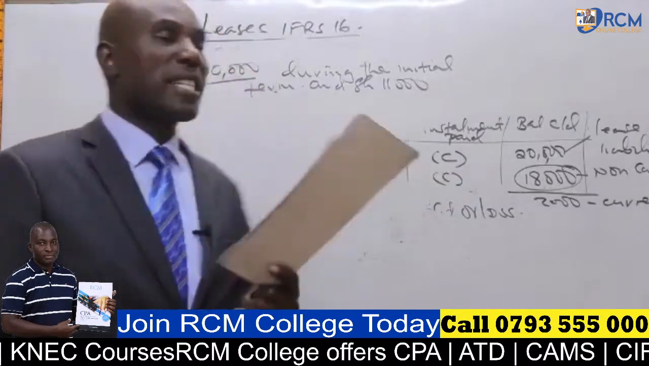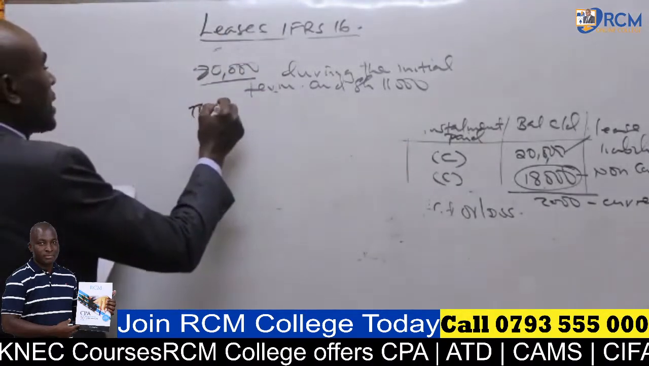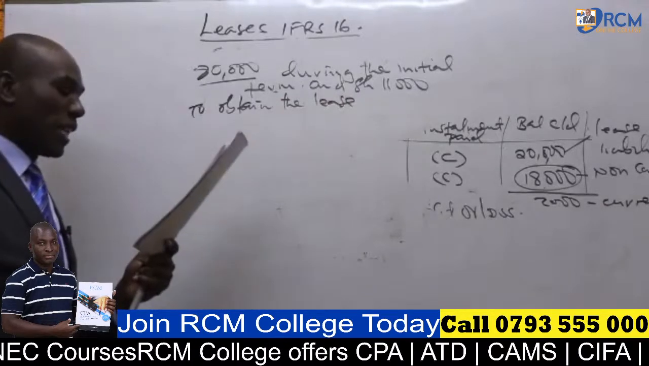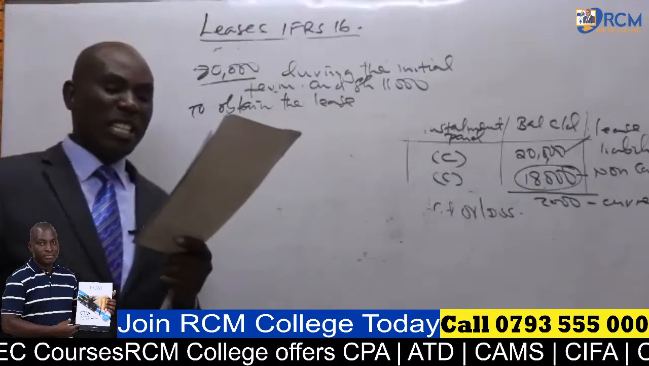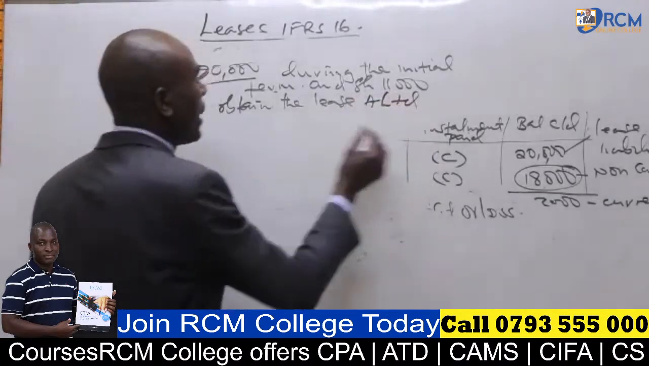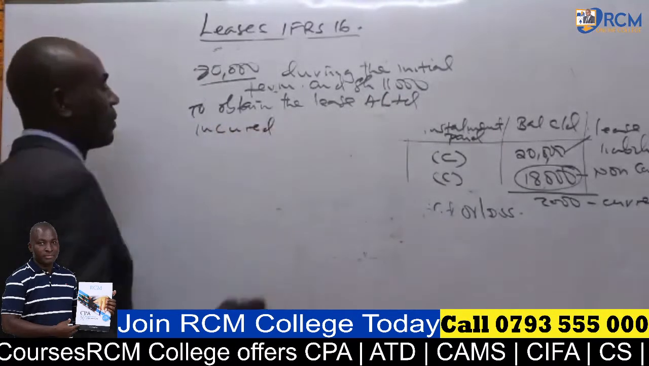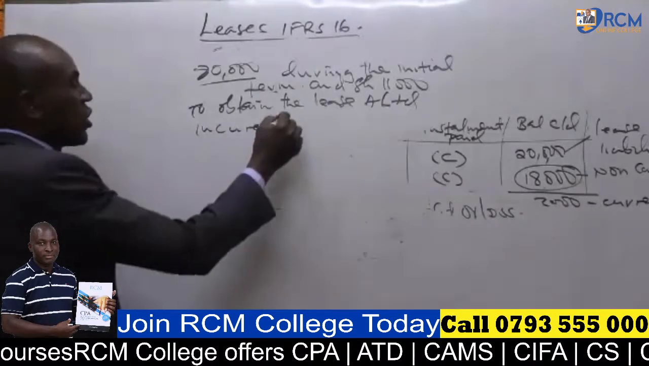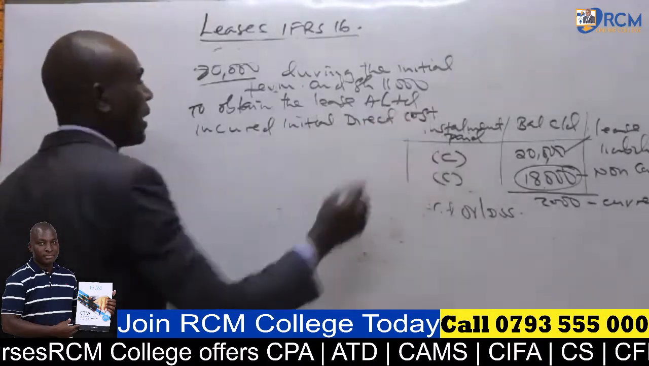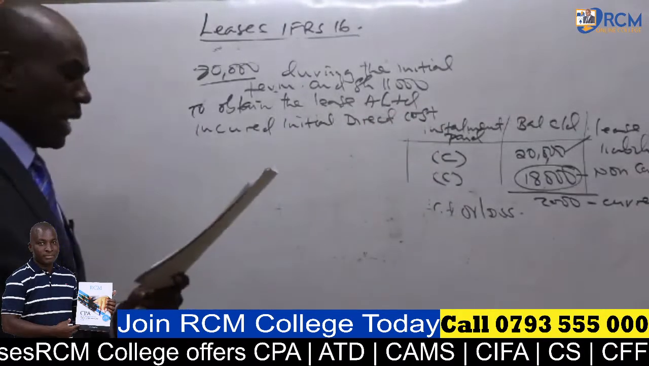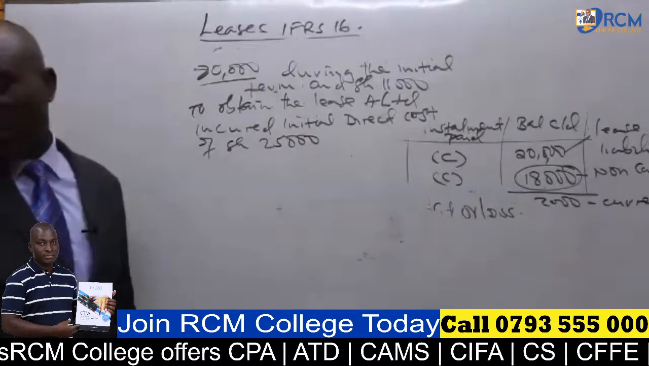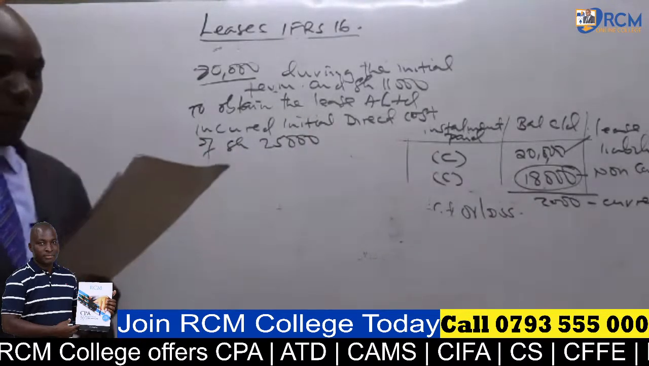To obtain the lease, A Limited incurred initial direct cost of shillings 25,000.